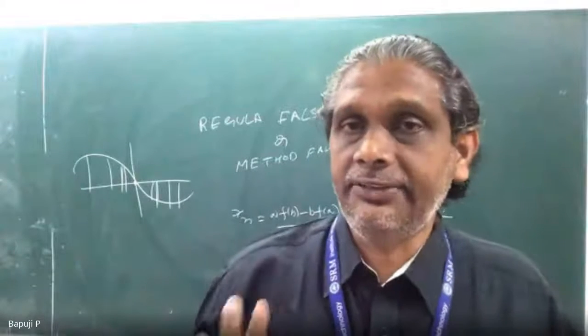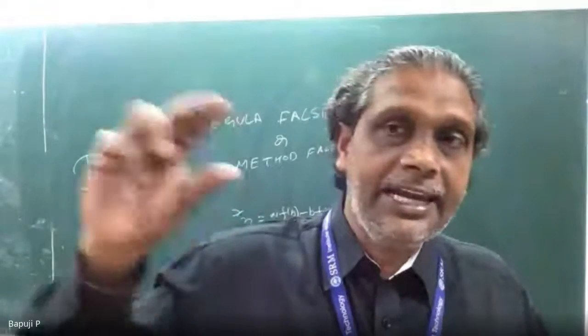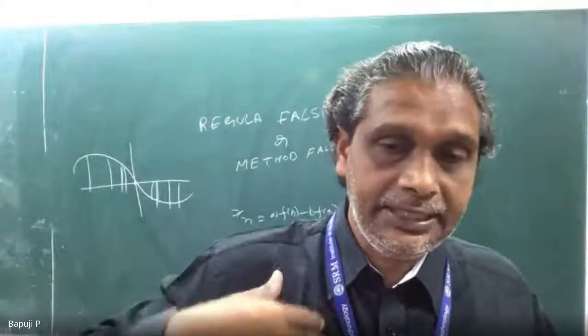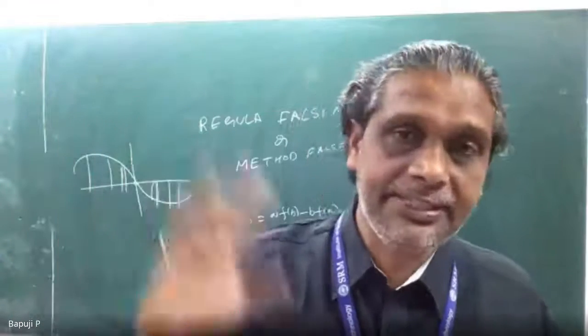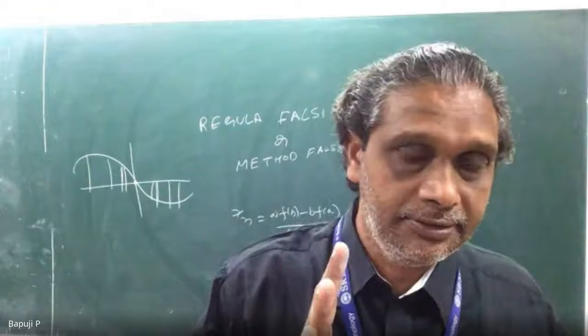Sir, can you explain again? Didn't understand. See, wait, again I will start. Listen, I am starting at a and b, up to here, okay? At a, my function is negative. At b, my function is positive. Like the bisection method. Clear or not up to here?